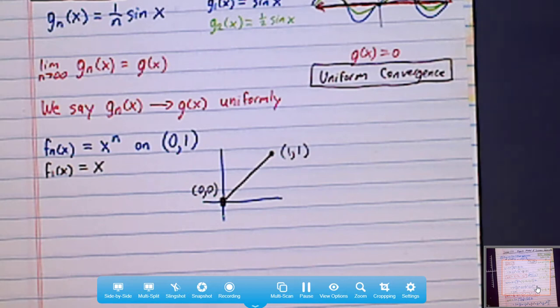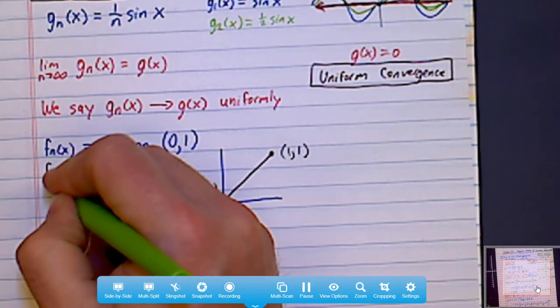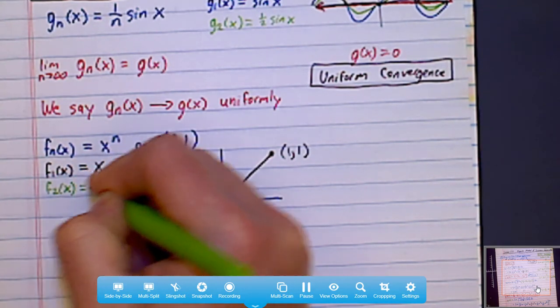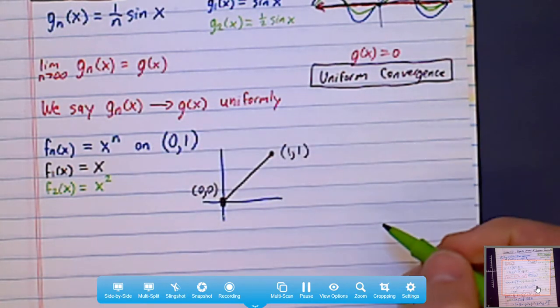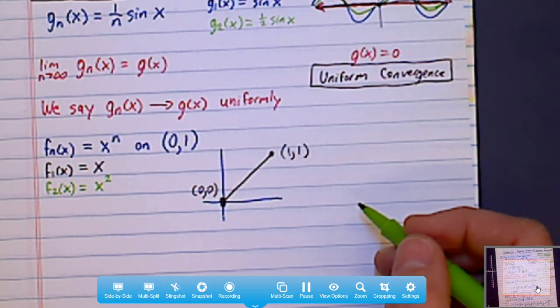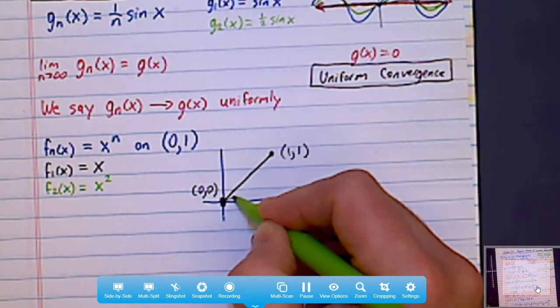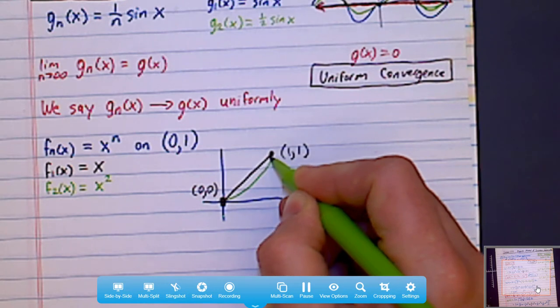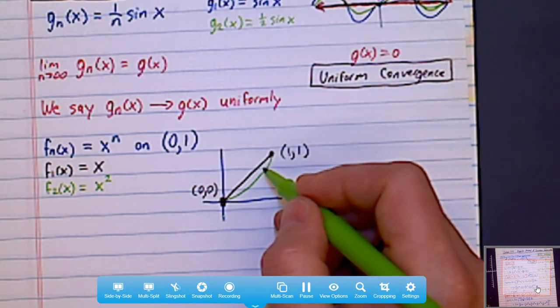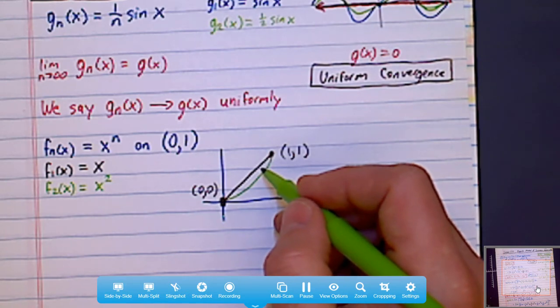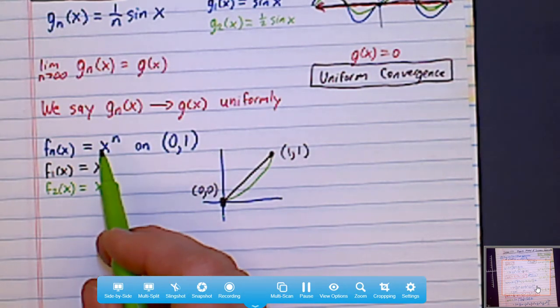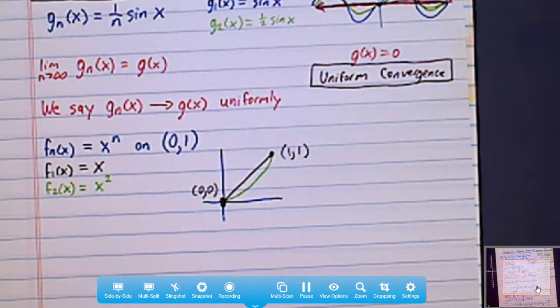What about f2 of x? That would be a parabola. Where did the parabola and the line intersect? It's 0, 0 and 1, 1, right? Isn't it true that every one of these functions is going to go through 0, 0 and 1, 1? Right? 1 to the nth power is 1, 0 to the nth power is 0. So there's a reason I did pick this, okay?